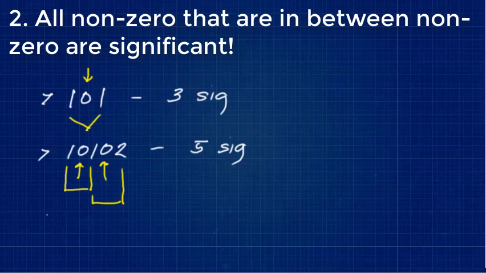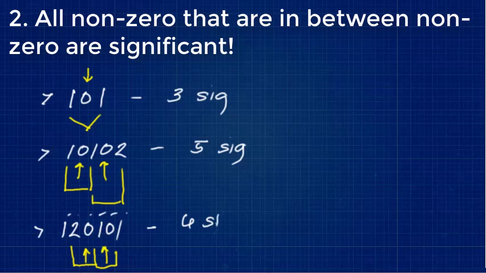Another example would be 1, 2, 0, 1, 0, 1. How many significant figures does this have, what do you think, guys? Okay, let's use the rule. You can see here, these zeros are in between 2 non-zero digits, in between 2 and 1, and in between 1 and 1. Based on the rule, these zeros are significant. Let's count. 1, 2, 3, 4, 5, 6, and this has 6 significant figures.